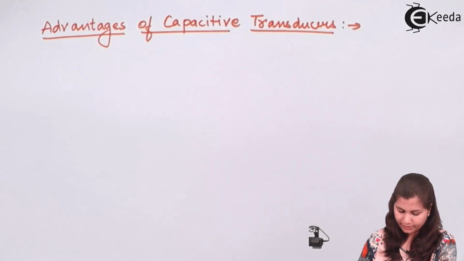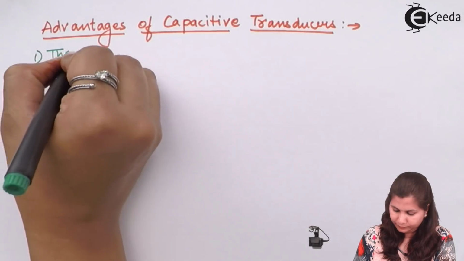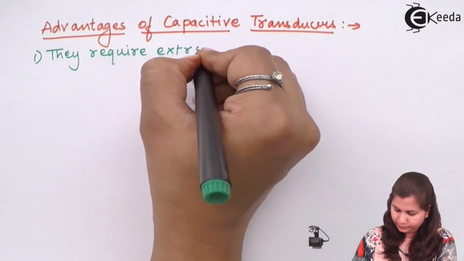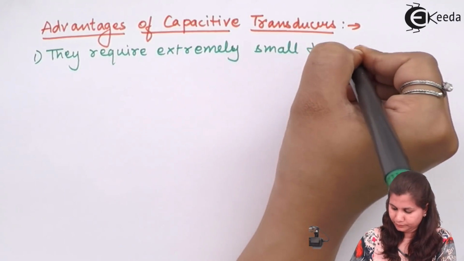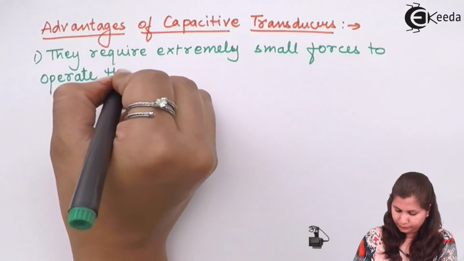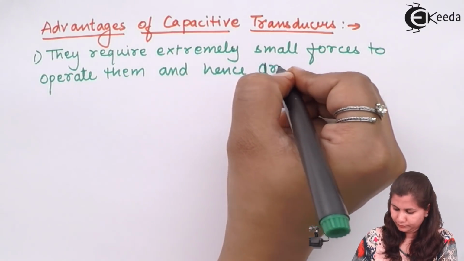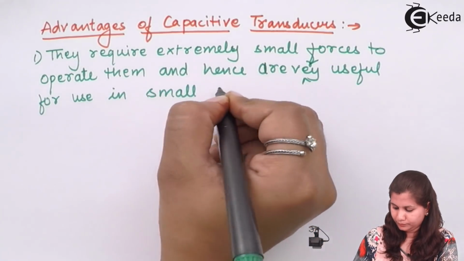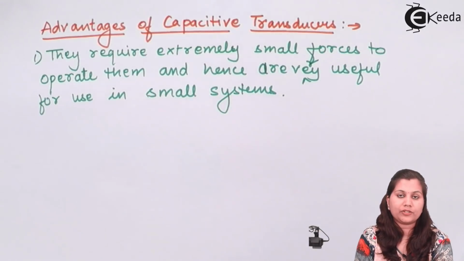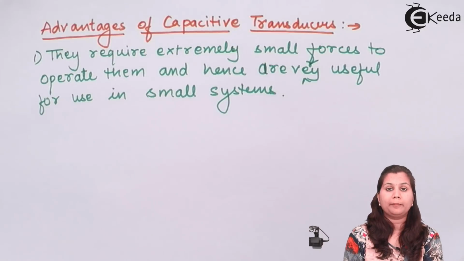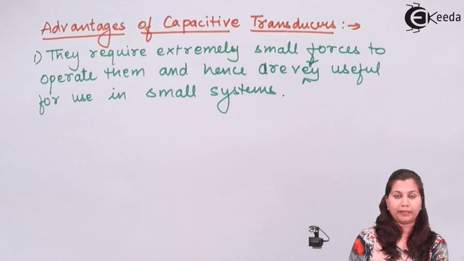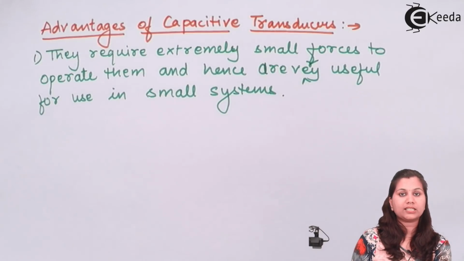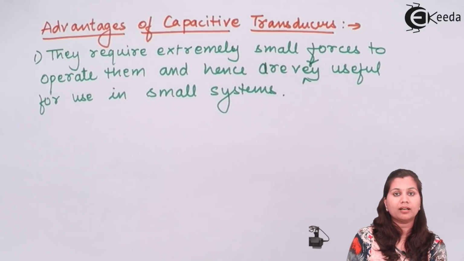First we will see the advantages. Now the capacitive transducers are a type of passive transducer, which means they require an auxiliary source for their operation for the conversion of non-electrical to electrical quantity. Now this auxiliary source has to be provided externally, so they are called externally generated or externally powered transducers.